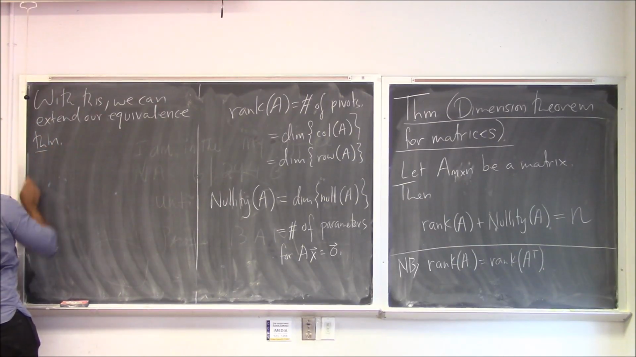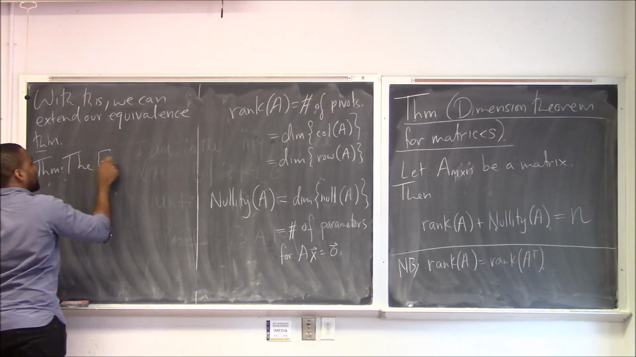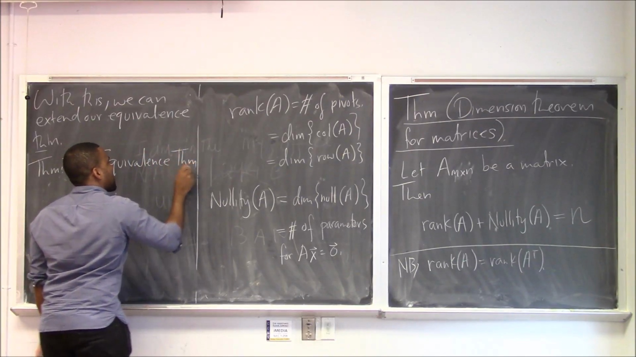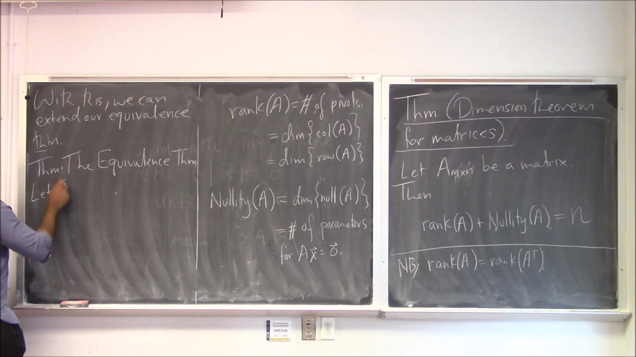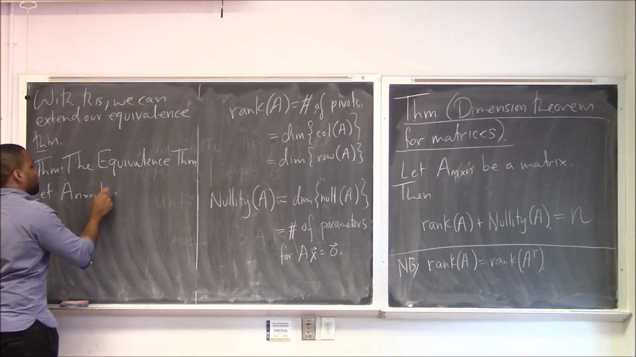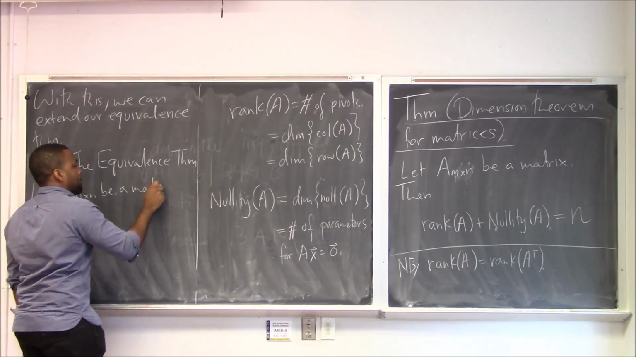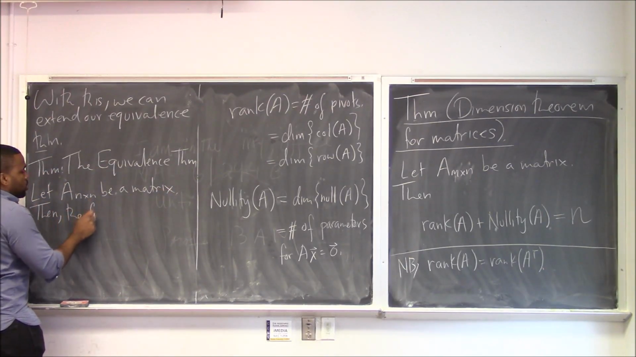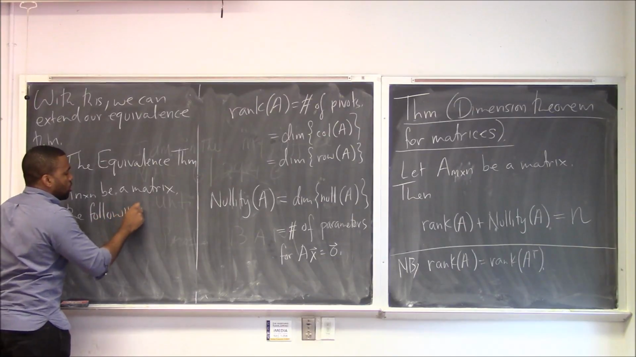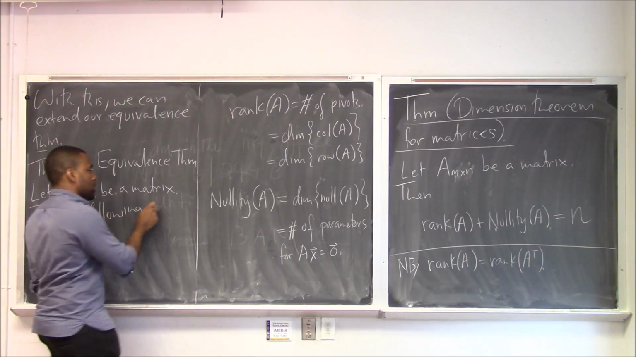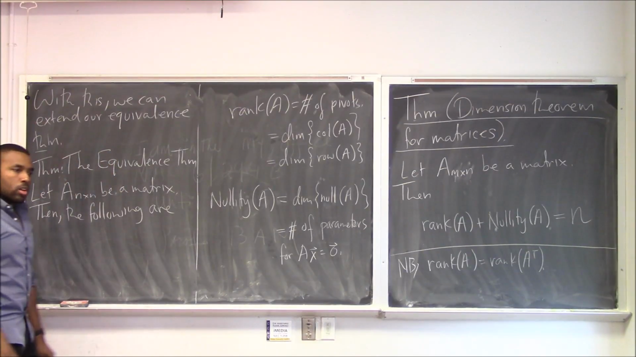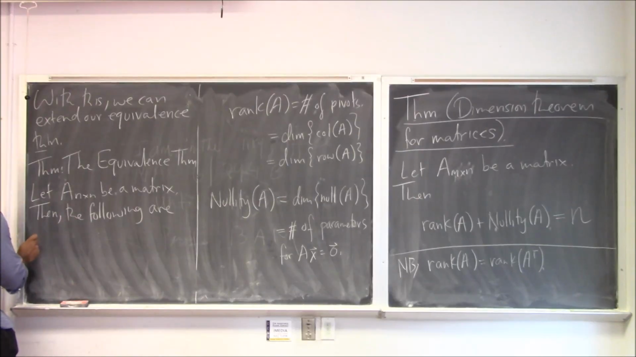So let's talk about the new equivalence theorem. Let A be a matrix. Then the following are equivalent. The following are equivalent means they're all true or all false at the same time. So if you know one of these facts, you know all of them. And if you know any one of these facts is false, you know that all of these facts are false.